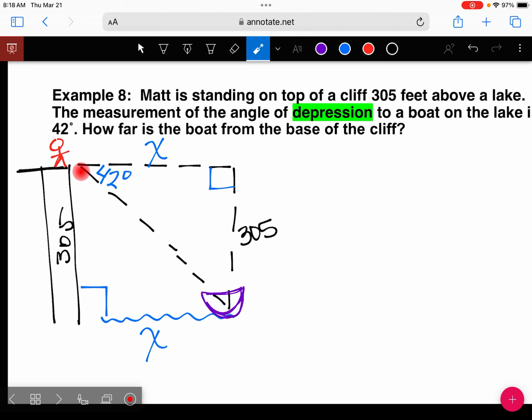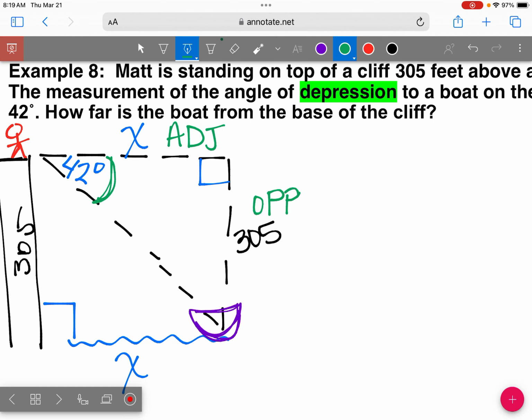So if I'm using my upside down triangle only, and I have to label opposite, adjacent, and hypotenuse, what would the X be? Is X adjacent or opposite of the angle of depression? This is my angle. It's adjacent, so I'm going to put ADJ there. And then the 305, what is that? Is that opposite or is that the hypotenuse? Opposite. Okay. What trig ratio uses opposite and adjacent? Tangent.